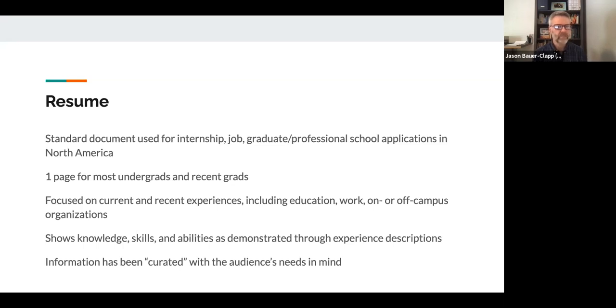It's really focused on things you've been doing recently, things you're doing now, focusing on your education. It can include jobs, campus organizations, and volunteer work. All those different types of things may be part of the presentation that you're making. What you're doing is using those experiences to provide evidence for your skills, your knowledge, and your abilities. Show, don't just tell. Again, you're trying to curate and be selective, ideally based on what you know about your audience, what they're looking for, and what they need.